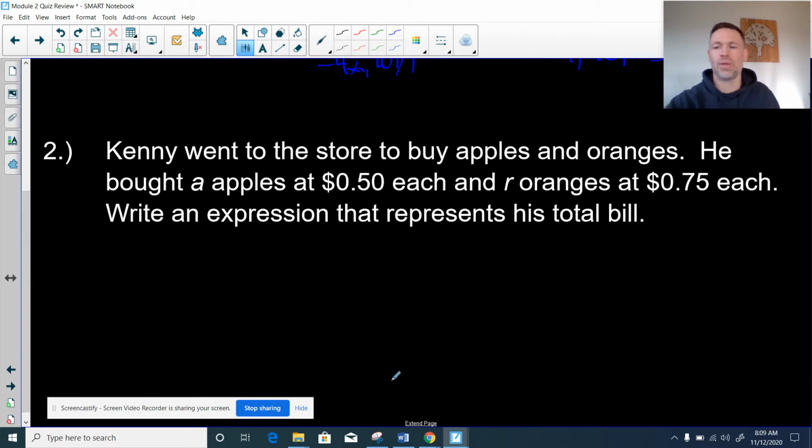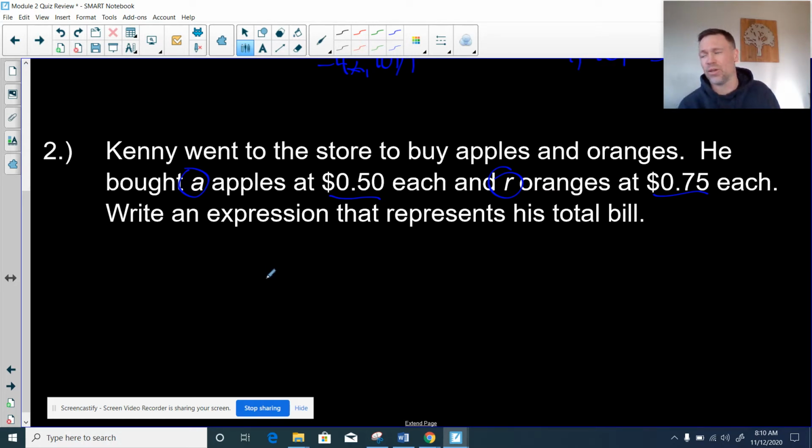All right, the other things that we did in 2.1 were write expressions based on real world situations. So let's look at this one. Kenny went to the store to buy apples and oranges. He bought A apples at 50 cents a piece and R oranges at 75 cents a piece. Write an expression that represents his total bill. So this is something that you might want to put together if you're going shopping and you're buying a bunch of a couple things, right?